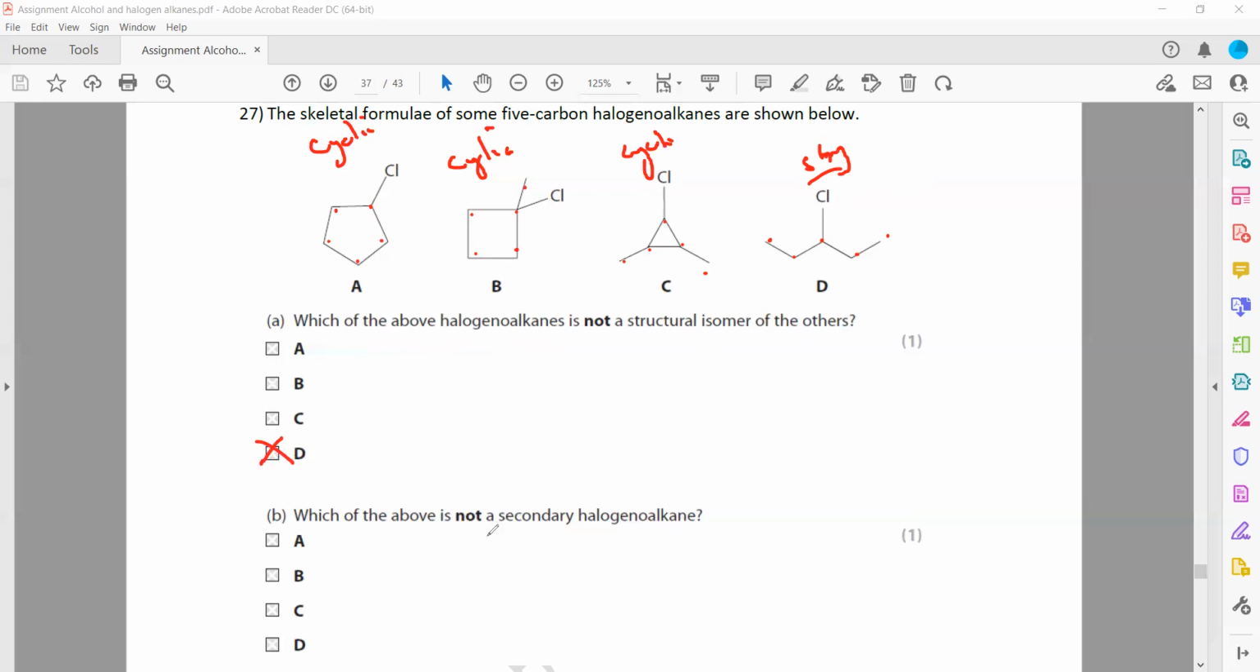Then which of the above is not a secondary? For a secondary, the carbon attached to the halogen should be surrounded by two carbon chains. When we check A, this carbon is surrounded by two, that's right. When we check B, 1, 2, and 3 are there. So this is not a secondary, this is a tertiary. That's why B is the right answer. Is it clear?